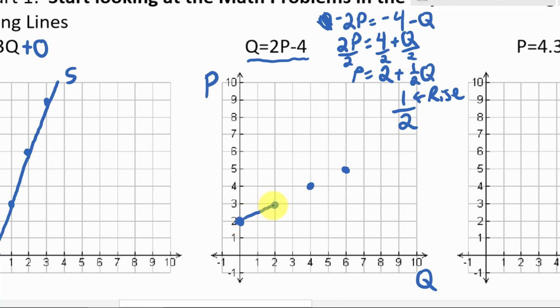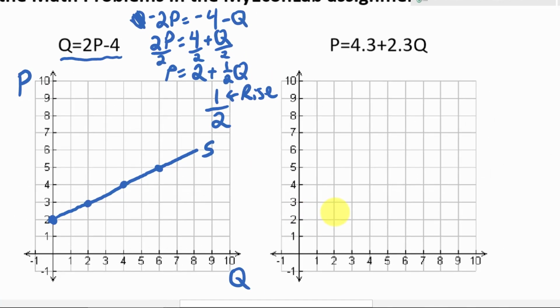Again, there are a lot of options and there's not one right way. We might call that a supply curve since it has a positive slope, but it could be something else altogether involving price and quantity. We don't know. Do things in a way that makes you comfortable, that makes you confident that you're doing it correctly. Now here we have some non-integer values. So we have 4.3 for the y-intercept, 2.3 for the slope.